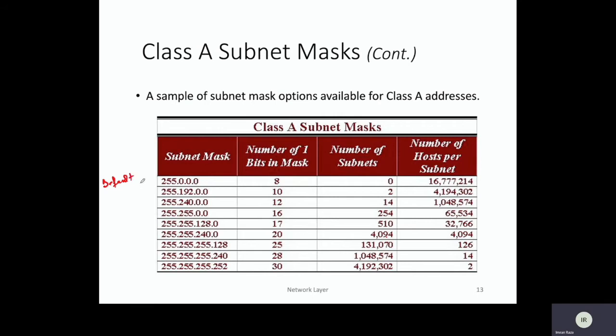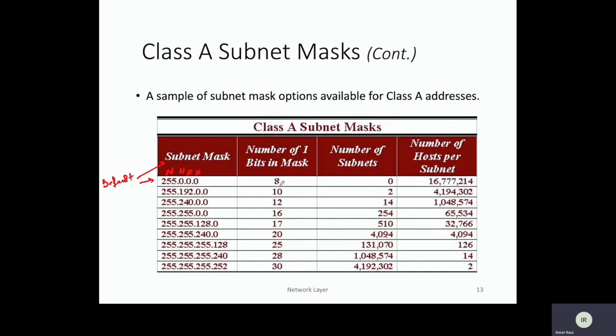Why is this the default value? Yes, we know, because in the default arrangement of class A, the first octet represents the network part, and the remaining octets represent the host portion, right? So this is the default arrangement where we have turned all the network portion bits 1 and all the host portion bits 0. So this will give me the default subnet mask of 255.0.0.0.